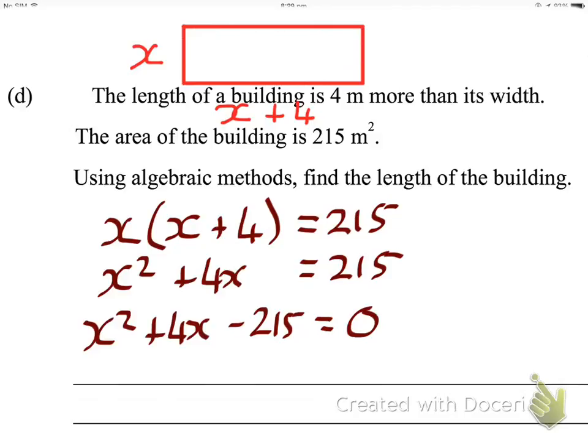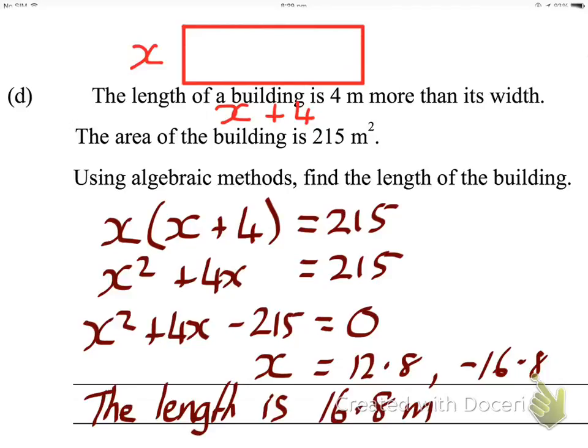So go to your calculator, go to equation mode, polynomial 2 degree, and use the solver, putting a 1, b 4, c negative 215. We can't have a negative length, so we forget about the negative 16.8, and then we want the length of the building. And the length is 16.8 because it's 12.8 plus that 4.